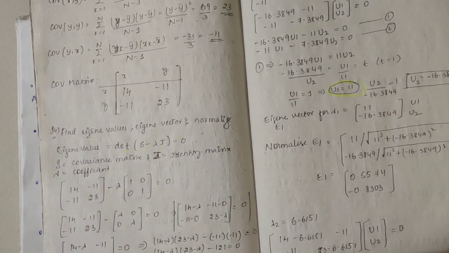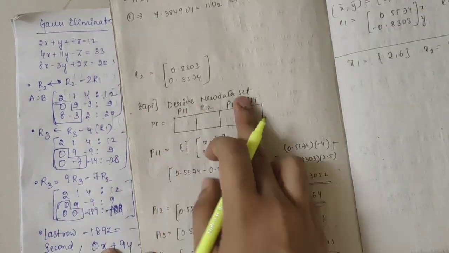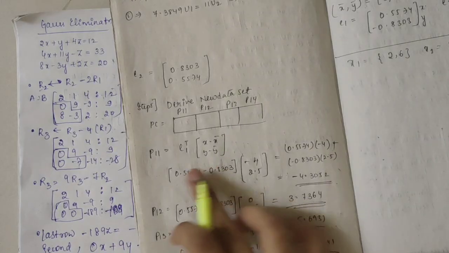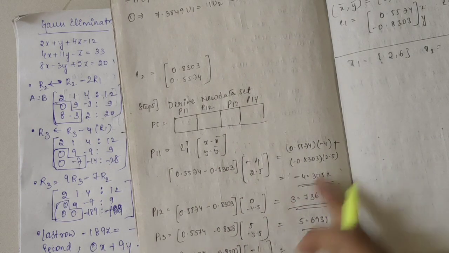So this is the normalization procedure. Then I move on to lambda 2, considering lambda 2. So again perform the same operation. Now step 5 is to derive the new data set. So P1, P11, P12, P13, and P14. So all the values which I previously obtained are updated here.